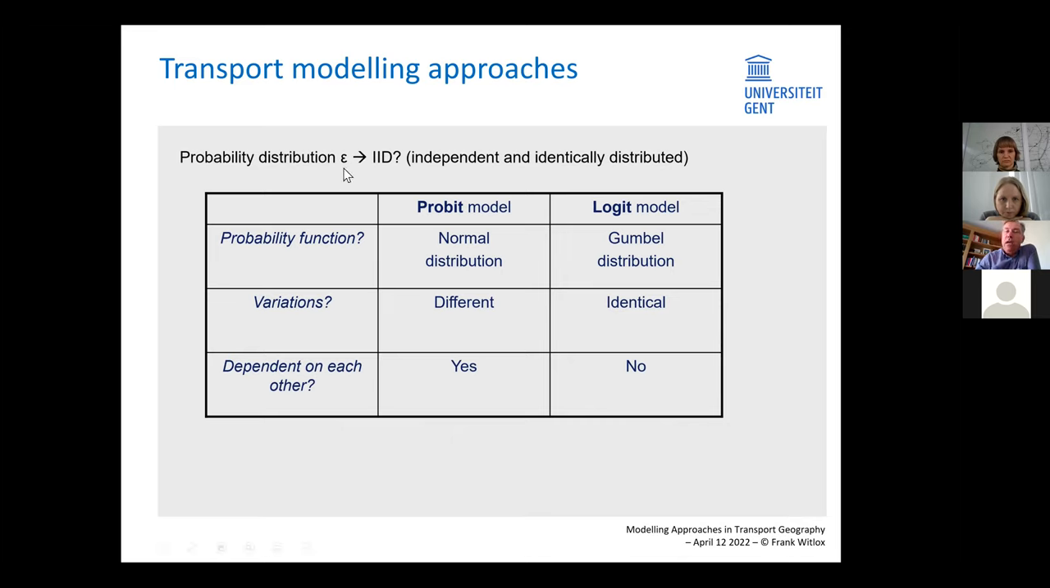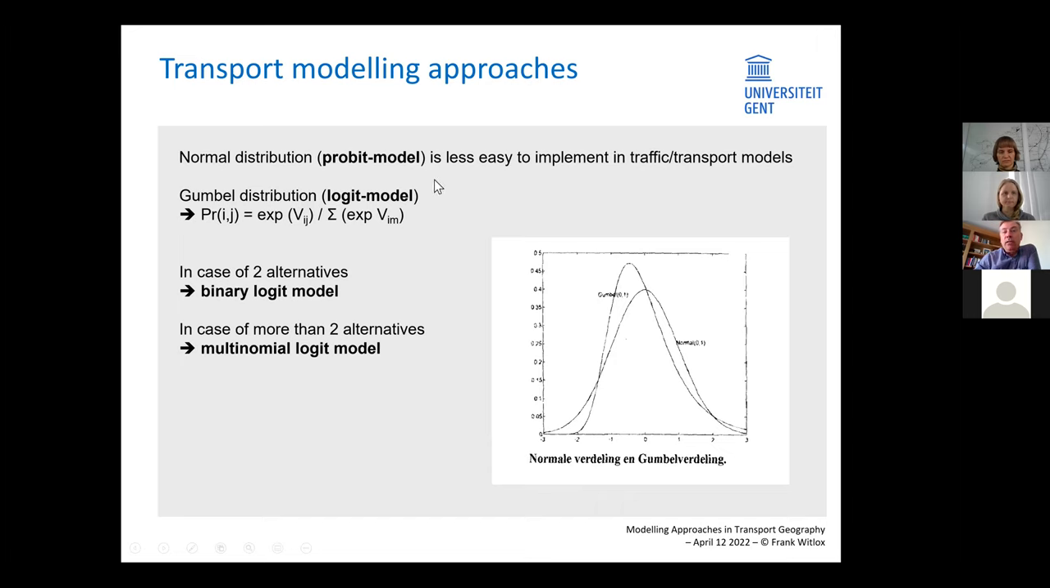So if the random components are identically and independently distributed, then depending on the type of model that you choose, whether it's a normal distribution or a Gumbel distribution, we will end up in either what is referred to as a logit model or a probit model. And the overall outcome of the random utility model, of the discrete choice model, is this formula here that you will find in almost any textbook on transport modeling, where we can explain when individual i will choose alternative j.